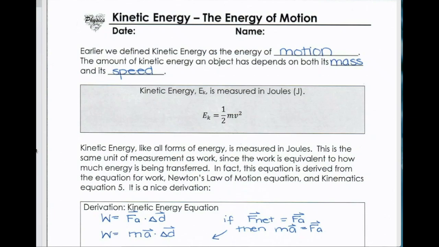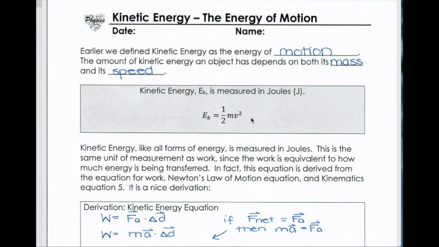These notes are over kinetic energy, and this should be kind of a review from your physical science class. You should have talked about kinetic energy in your physical science class, and you probably even saw this equation. So kinetic energy is just the energy of motion, and it's dependent on two things, the mass and the speed of the object. Kinetic energy is measured in joules, and here we have that the kinetic energy is 1/2 the mass times velocity squared.